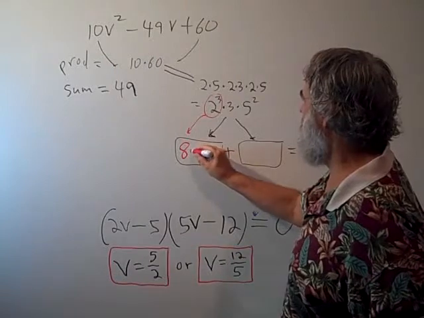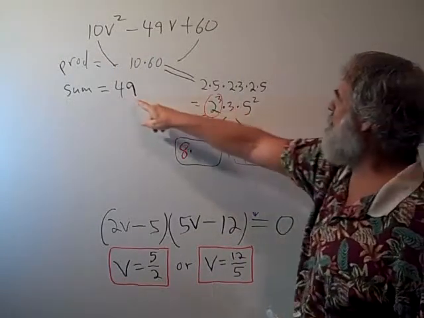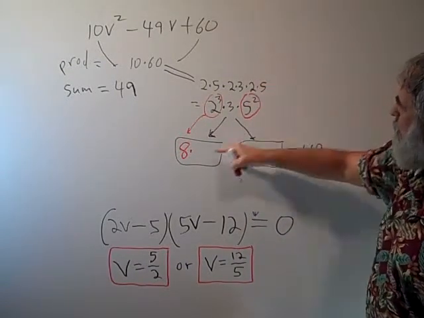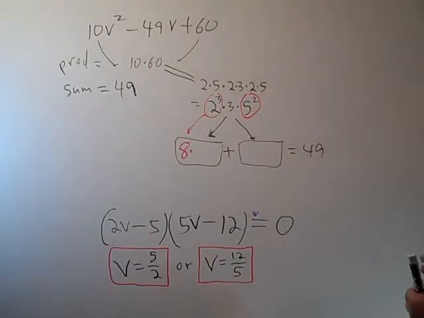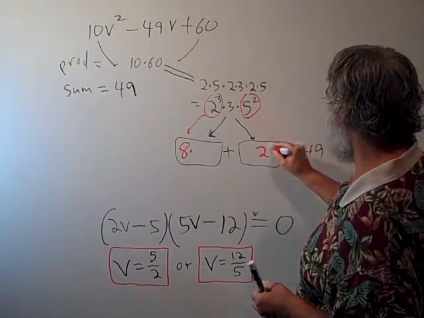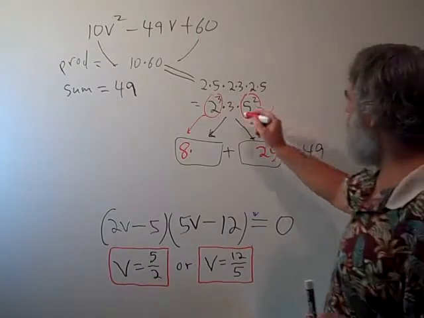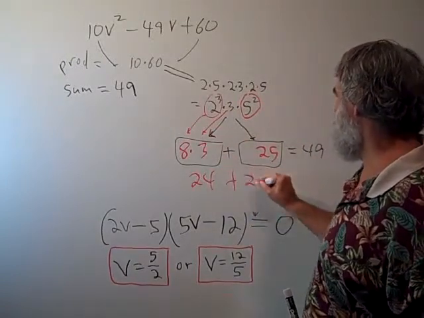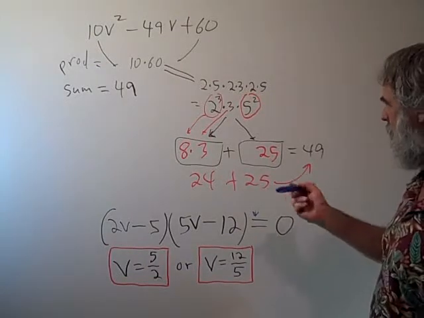So there's a factor of 8, and also notice that 49 is not divisible by 5, so the 5's have to also stay together. If a 5 goes in each, then this would be divisible by 5. So the 5's have to go together. Let's put it over here, 25. Now to get a sum of 49, well, the 3 will have to go with the 8. Then it's 24 plus 25, which equals 49. Okay, we found the numbers we were seeking.